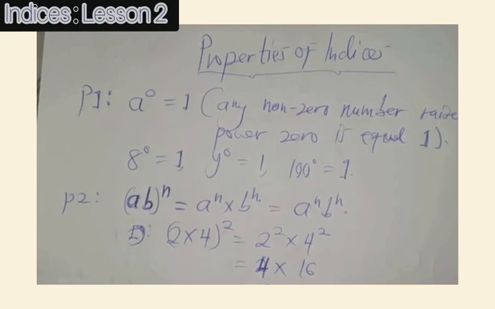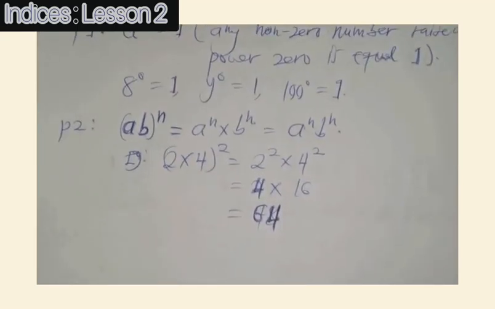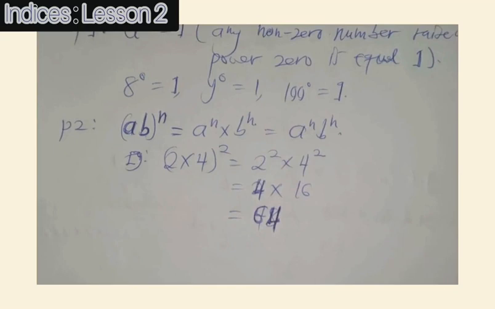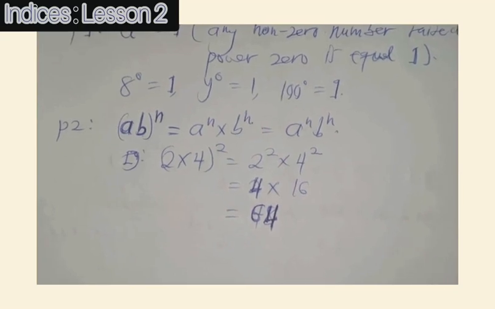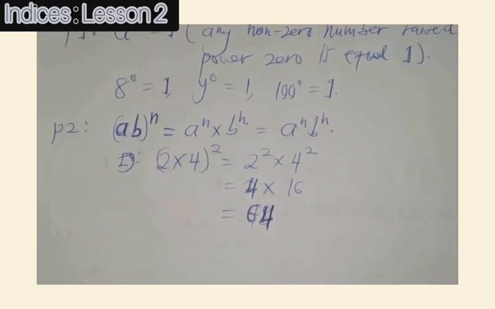16 times 4 is 64. 16 by 2 is 32, so twice that is 64. Yes, 64. Or better still, you can apply the general rule: the index tells us the number of times the base is multiplied by itself.